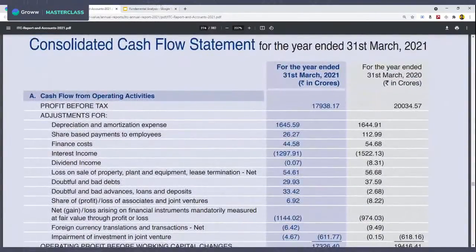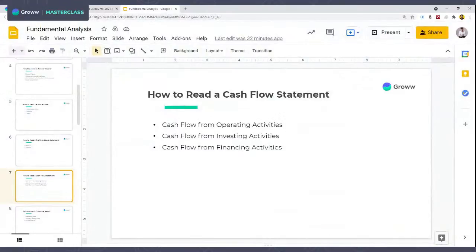Now, cash flow statement has three things under it. One is cash flow from operating activities. Okay. Cash flow from operating activities basically means my business that I'm doing, the amount of money that is coming in the company, the cash that is coming in the company from business activities is cash flow from operating activities.